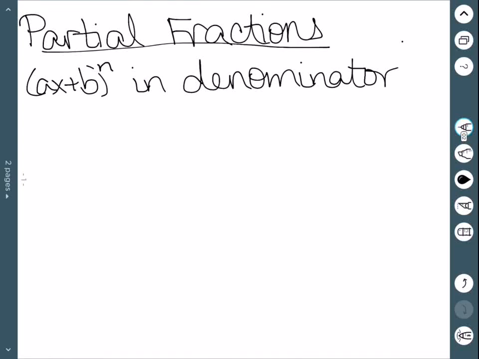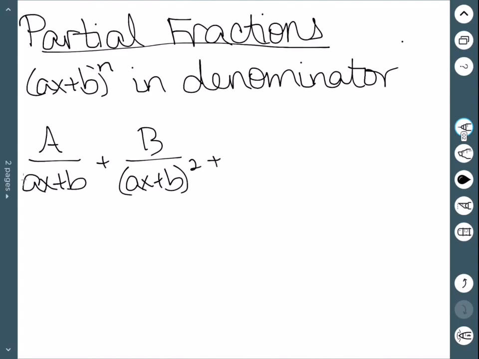Let's look at the second case of partial fractions: those with a repeated linear term in the denominator, something like (ax + b)^n. Essentially, this means we're going to have several fractions on the right: an A over ax + b, then B over (ax + b) squared, and then we keep going all the way up to (ax + b) to the n.